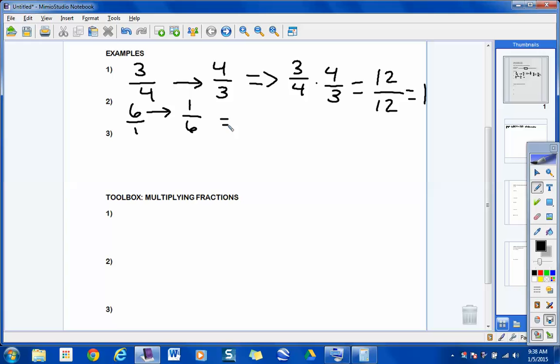Okay. How about then this? How about the reciprocal of maybe 3.5? Uh-oh. Let's see. 3.5 is a mixed number. It's not even a fraction, is it?